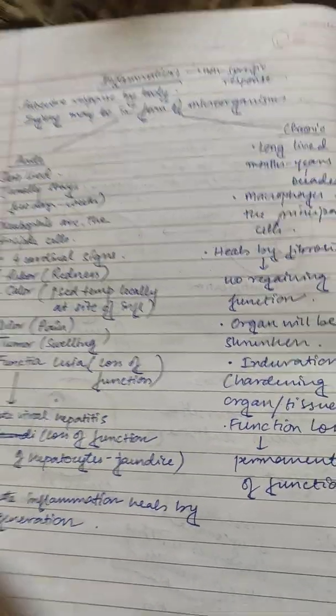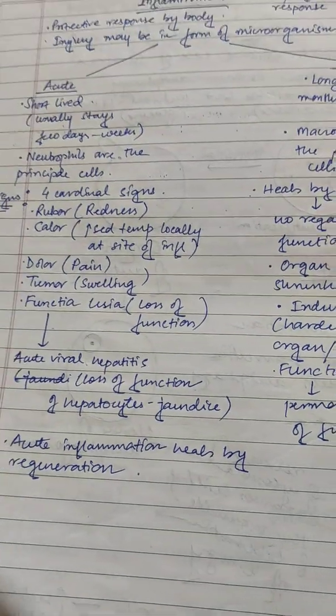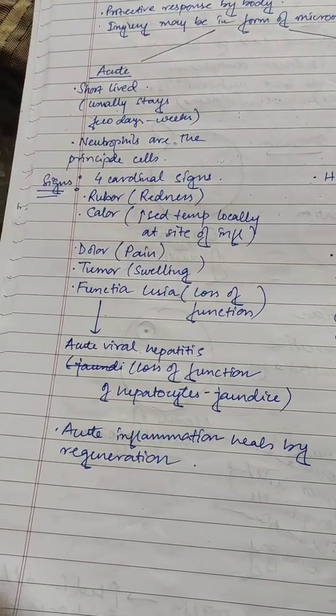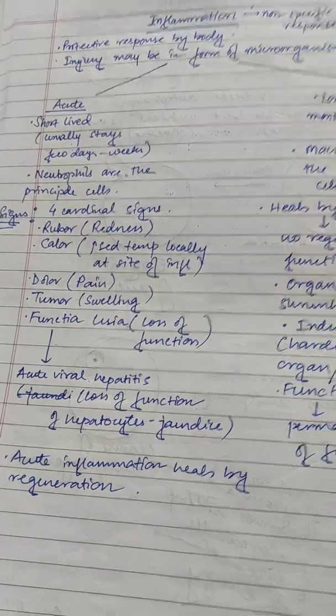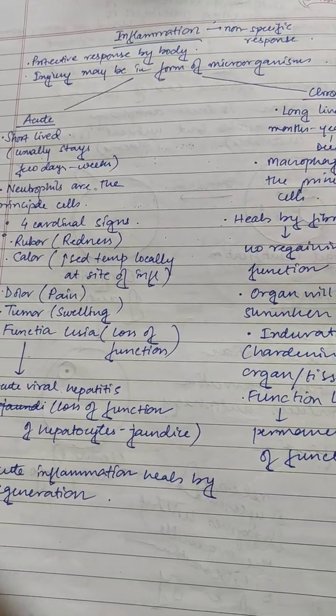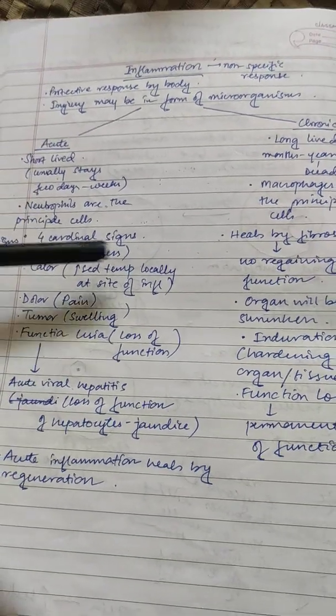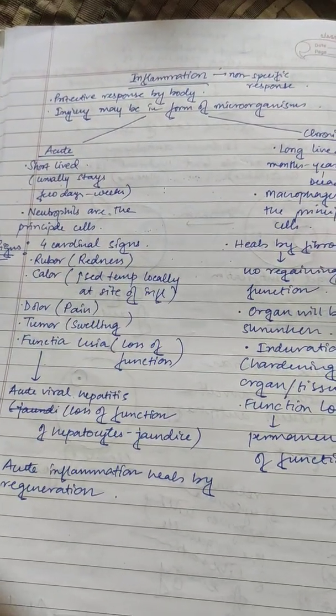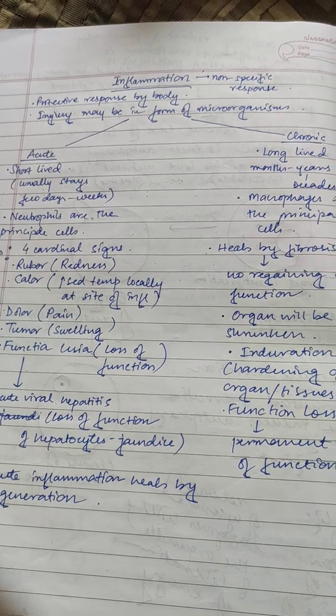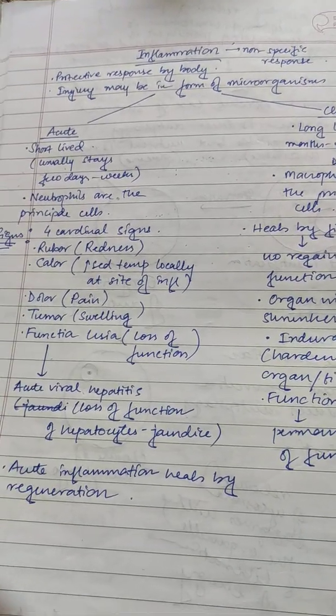So what are the principal cells? Neutrophils are the principal cells of acute inflammation, and as far as chronic inflammation is concerned, macrophages are the principal cells. So neutrophils for acute inflammation and macrophages for chronic inflammation.